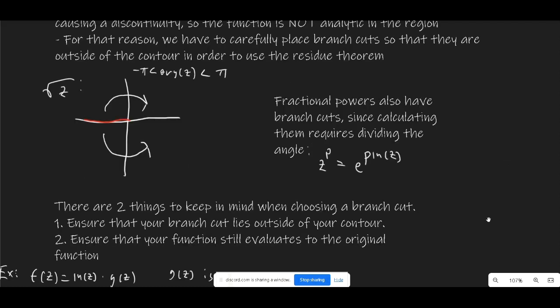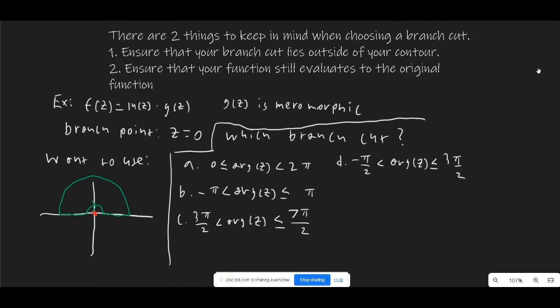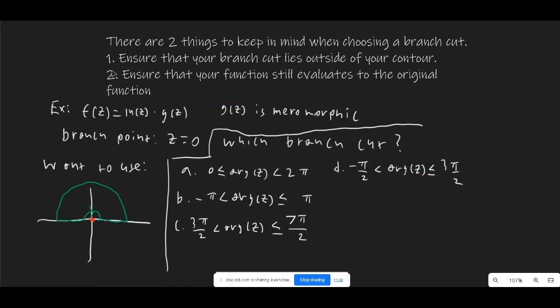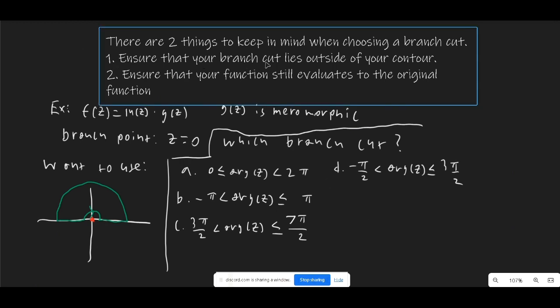So there are two things to keep in mind when choosing a branch cut, and we'll talk about choosing a branch cut in the next video a little bit more. The first thing is that we need to make sure the branch cut lies outside of the contour, and that's pretty straightforward because if the branch cut is inside the contour, we can't use the residue theorem.